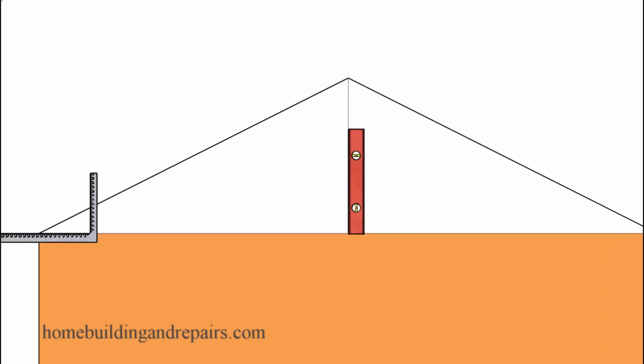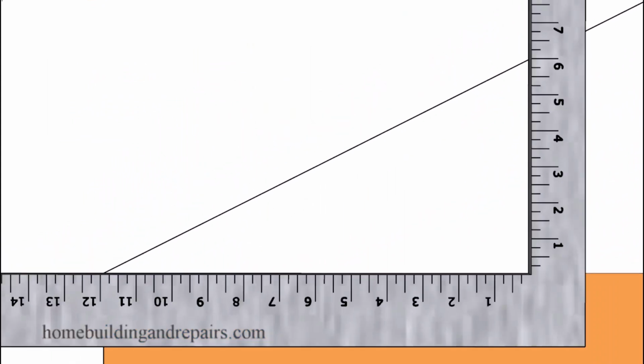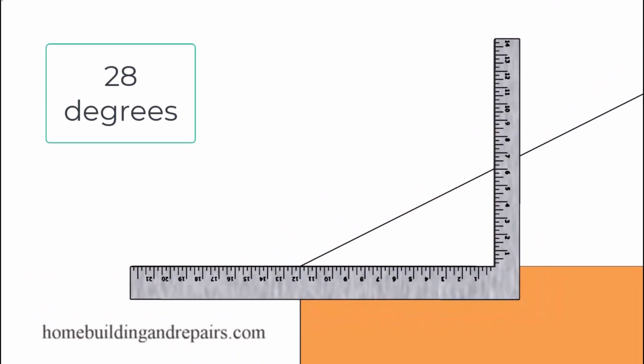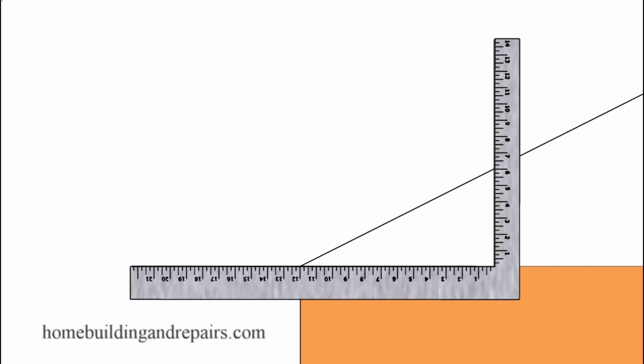And that would look something like this on our framing square, where we're going to have a 12 and a 6 lining up on the framing square to create a roof pitch of about 26.6 degrees. Now, what if I wanted to create a 28 degree angle for my roof pitch? And to do that, let's go ahead and break out our calculator.